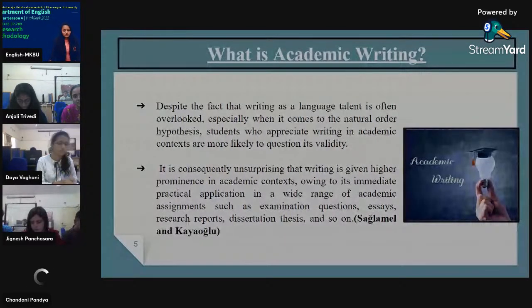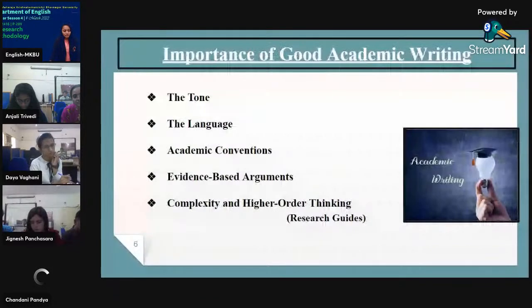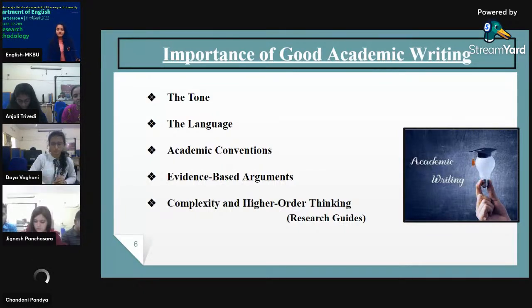What is the importance of good academic writing? So we can consider these as characteristics of good academic writing. The tone is very important for academic writing, because the argument should be appropriate for the researchers, and it should be considered as good writing. Then language should not be biased in our writing. Then we can consider our writing as academic, and we can differentiate it from non-academic writing.